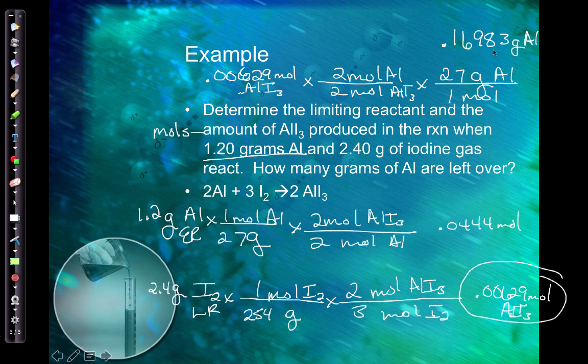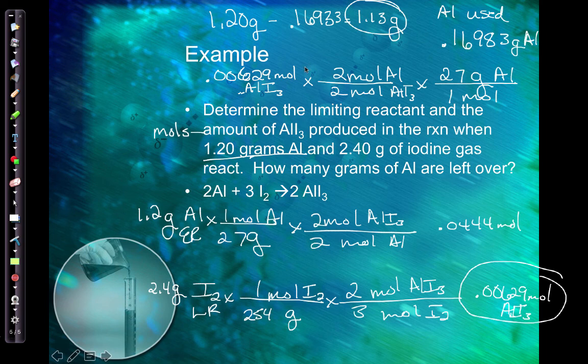Well, so this is how much aluminum was used. Okay, this is how much aluminum we started with. So 1.2 grams minus the amount that we used up should tell us how much is left over. So that should be 1.13 grams. So I have 1.13 grams of aluminum left over.